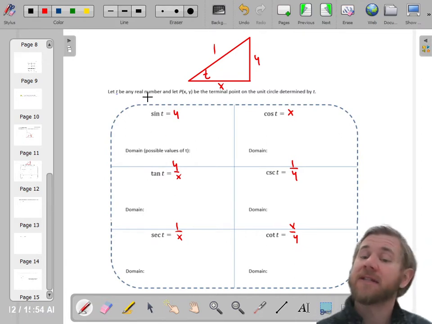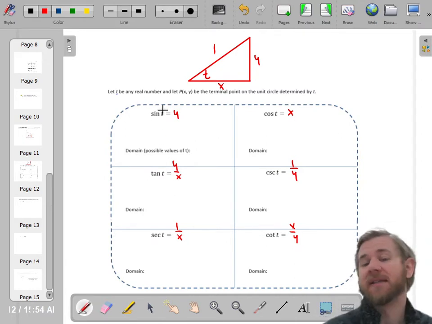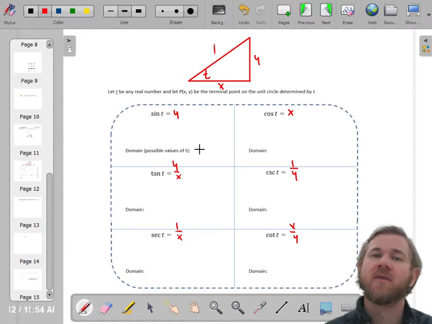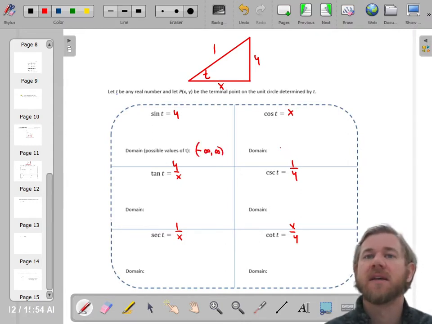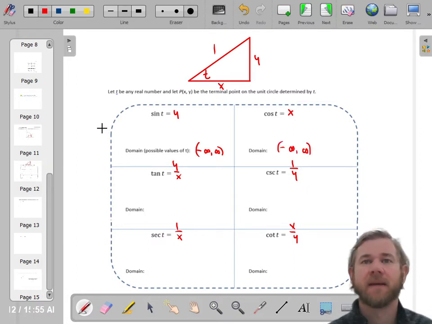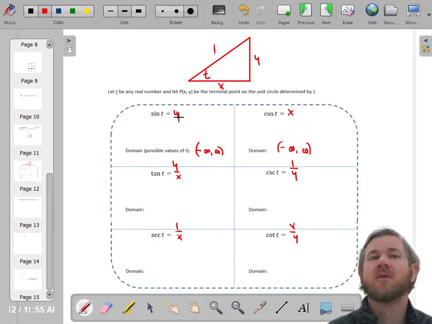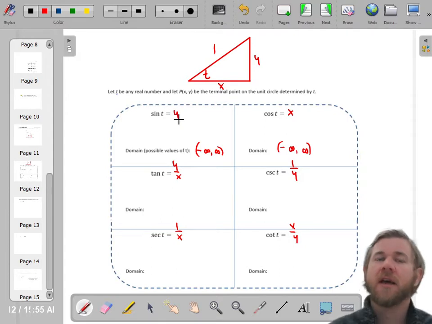Now, there are certain times that you will not be able to evaluate some of these functions. Sine and cosine, you can always evaluate. So we'll say all real numbers, or if you want to use interval notation, negative infinity to infinity. Same thing with cosine. You can take the cosine of whatever you want. So cosine and sine have no domain restrictions. But all these other ones have a denominator.